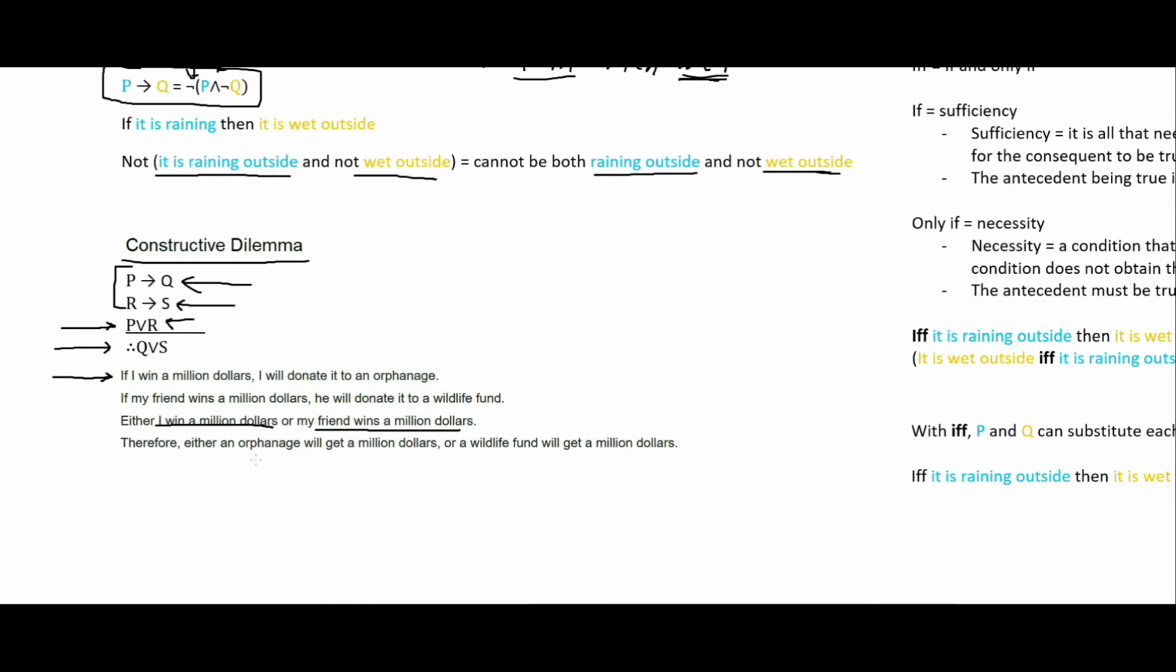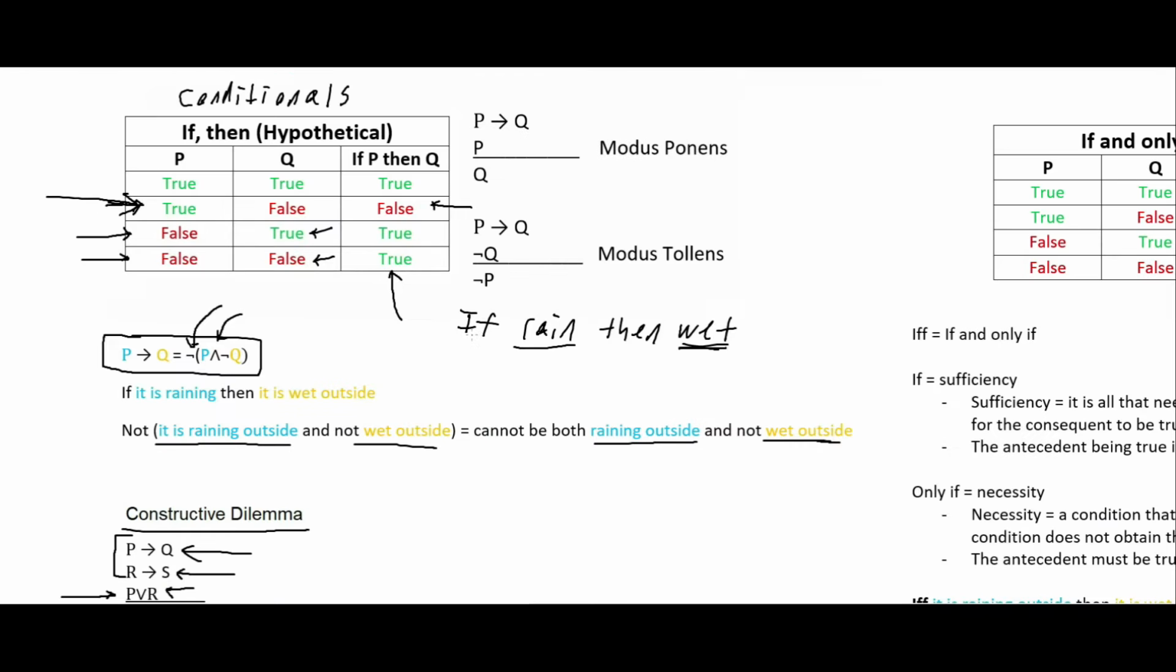Therefore, either an orphanage will get $1 million or a wildlife fund will get $1 million. And so that's just a way of combining these two if-then statements. And I think, especially putting it in this concrete form, most people will be pretty comfortable seeing that this is actually true. I won't go through the whole proof of this because that's beside the point.